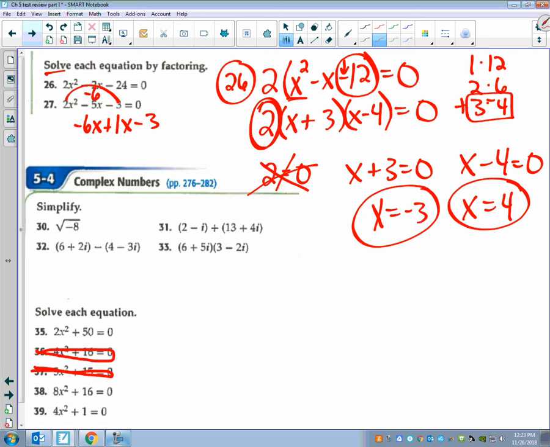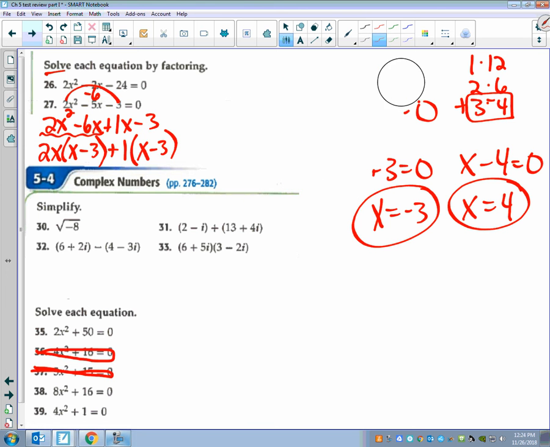And then remember, you bring down the first and the last numbers, and now you're going to group them together. You're going to group these two together and factor out a 2x, and you're left with x minus 3, plus, if you take a 1 out of that, you're left with x minus 3. So there's nothing in common there. Why did I take a 1 out? Because I need these to be the same, and you always have to take something out.